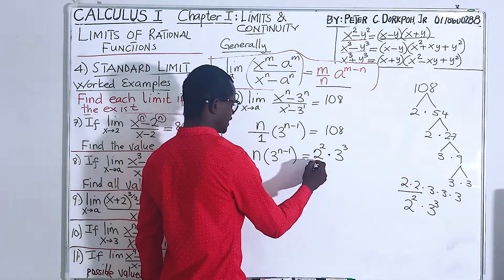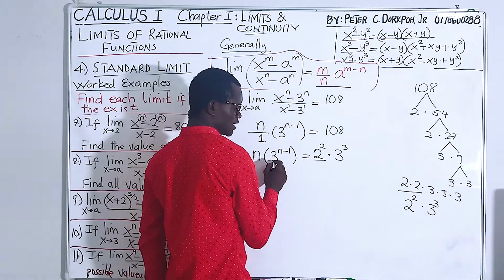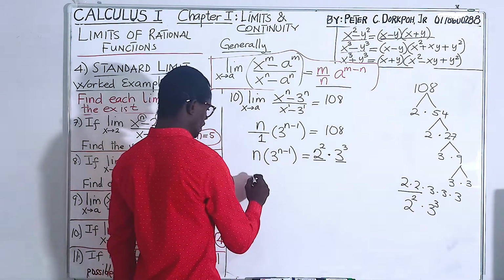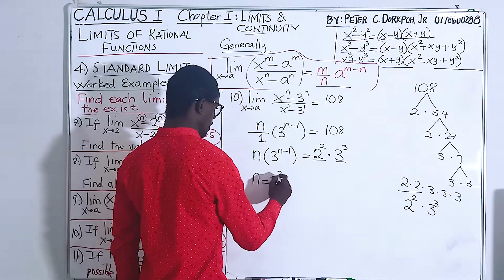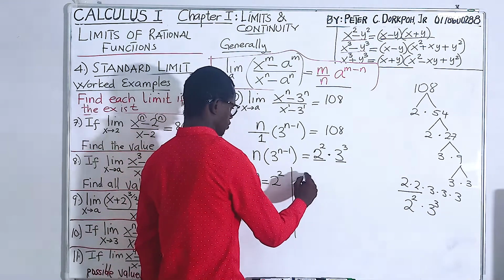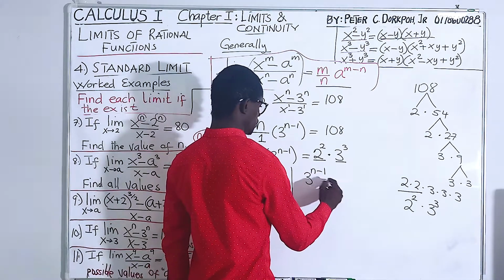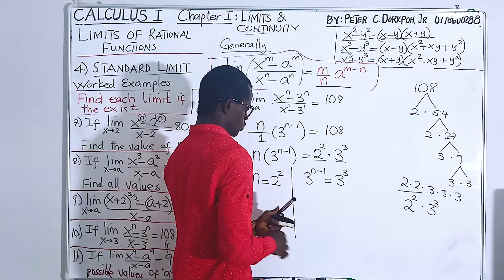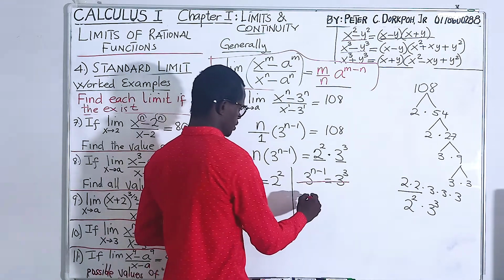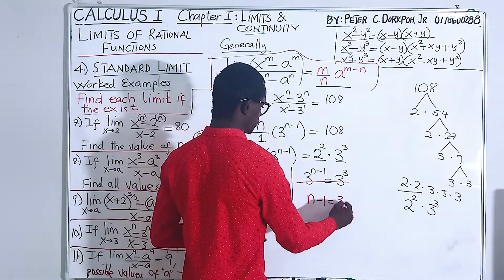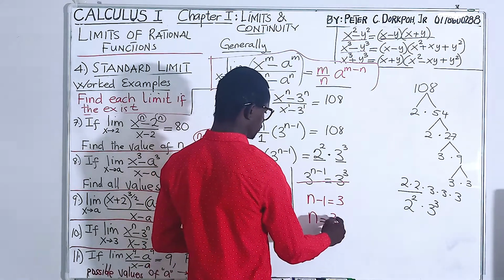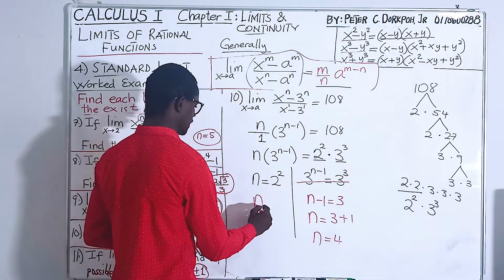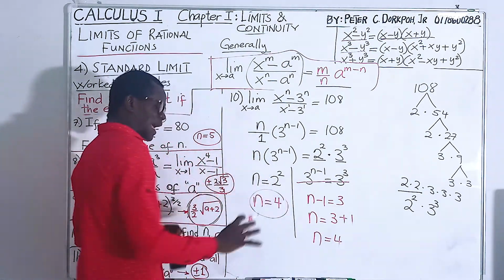We cannot pair this first one with this one because the base here is 3. So we can pair it with the one whose base is 3. So now n equals 2 squared, or 3 raised to the power n minus 1 equals 3 to the third power. So what happens? This cancels. You have n minus 1 equals 3. N now equals 3 plus 1. N equals 4. And then this side n is also equal to 4.